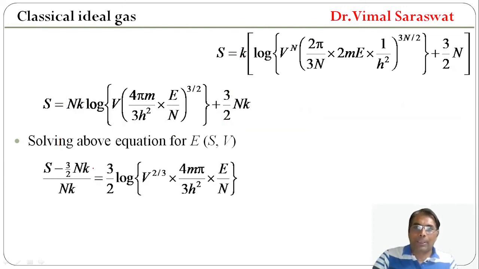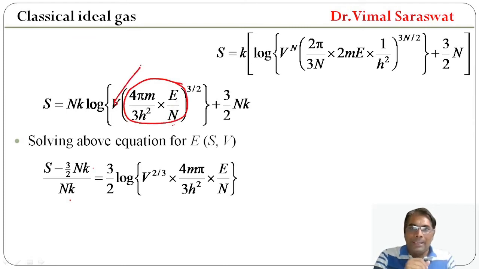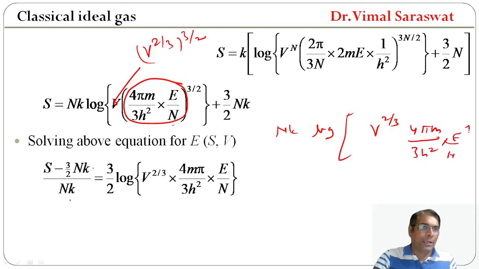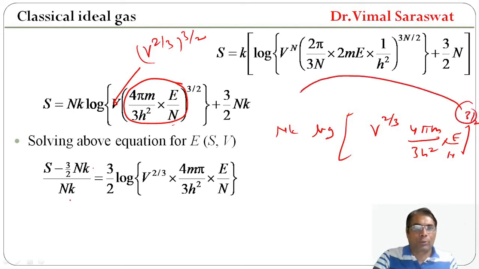So (S − 3/2 Nk)/Nk is equal to log of V·(4πm/3h²)·(e/N) raised to the power 3/2. Now 3/2 is only with this power. V can also be written as V^(2/3) whole power 3/2. Now this will be Nk log of [V^(2/3)·(4πm/3h²)·(e/N)] whole power 3/2. Now this 3/2 can be transferred into the multiplication.